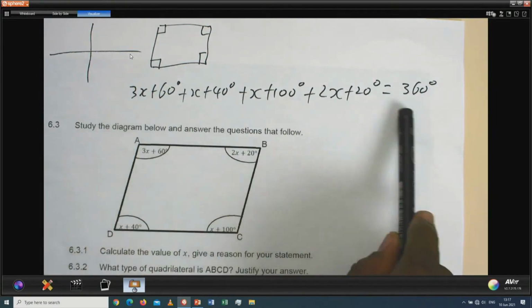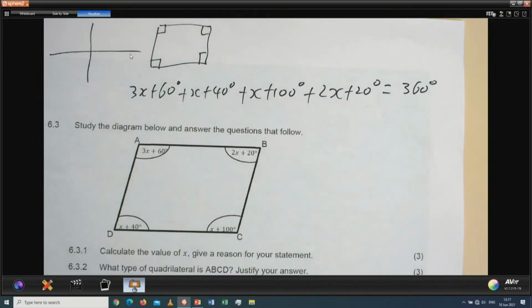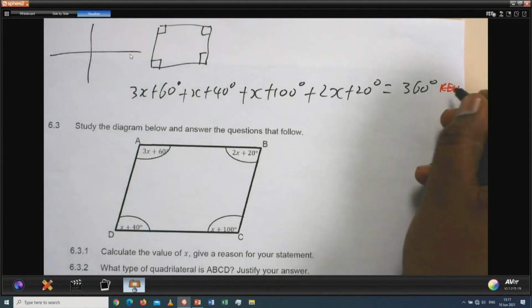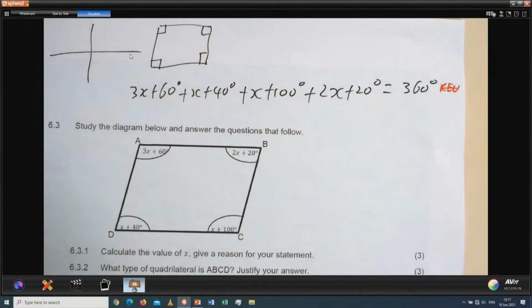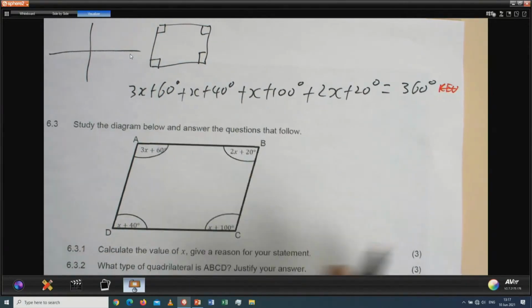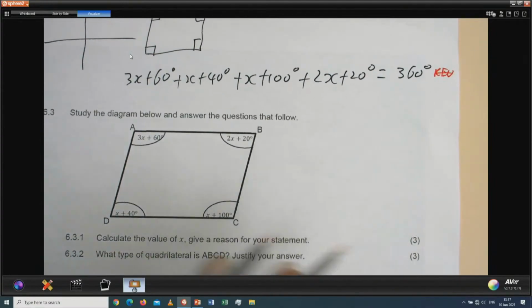When you add all angles, they must give you 360. That's what is important. In mathematics, it goes step by step. The final answer is never an issue. Everything goes step by step. Now, the angles of a quadrilateral add up to 360. Of course, your mathematical understanding is your tool. Mathematics is just a tool, calculations and whatever.